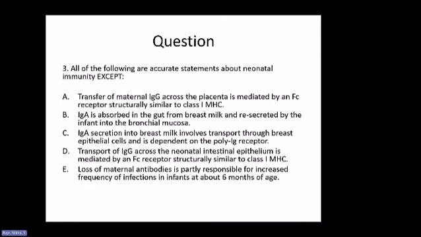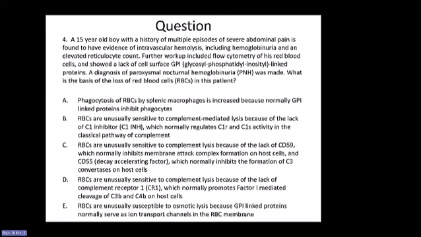All of the following are accurate statements about neonatal immunity except. And a 15-year-old boy with a history of multiple episodes of severe abdominal pain is found to have evidence of intravascular hemolysis, including hemoglobinuria and an elevated retic count. Further workup included flow cytometry for RBCs and showed a lack of cell surface GPI-linked proteins. A diagnosis of PNH was made. What is the basis of loss of RBCs in this patient? All right.